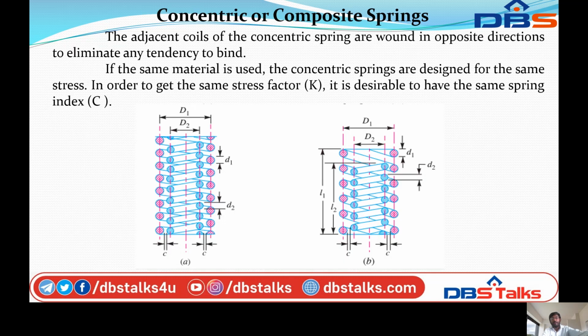So we can see the figure B. So this is the figure B. This is capital D1 and capital D2, small d1 and small d2. These are used to solve the problem.